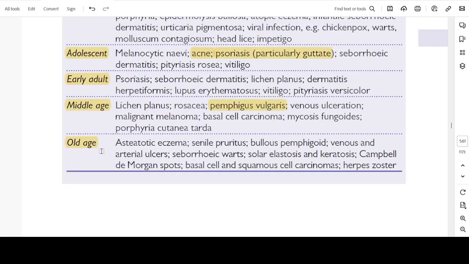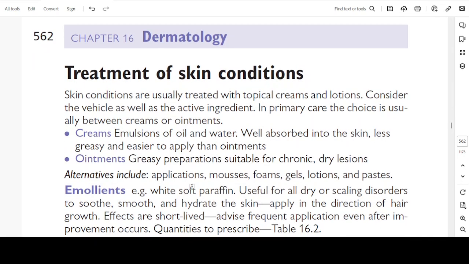asteatotic eczema. Again, in old age there will be eczema, senile pruritus, bullous pemphigoid. Whereas pemphigus vulgaris is middle-aged, bullous pemphigoid is present in old-age people. Venous and arterial ulcers, seborrheic warts, solar elastosis and keratosis, Campbell de Morgan spots, basal cell and squamous cell carcinomas, and herpes zoster are more common in old age.